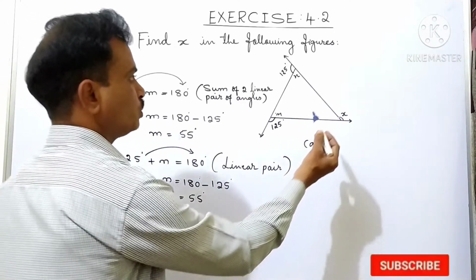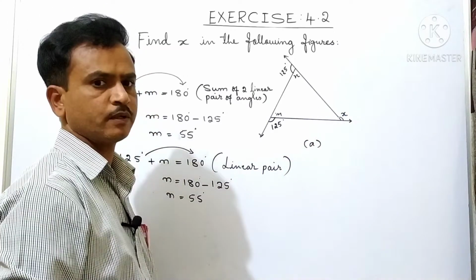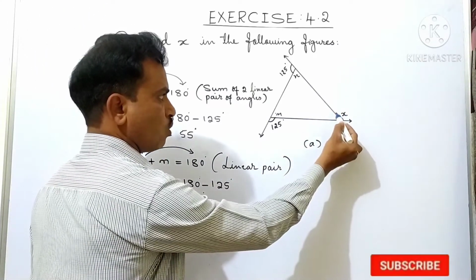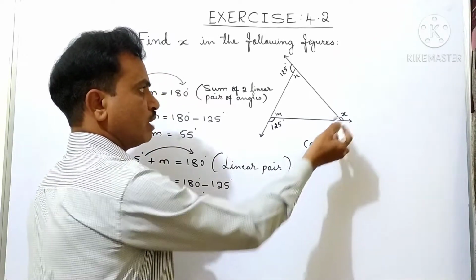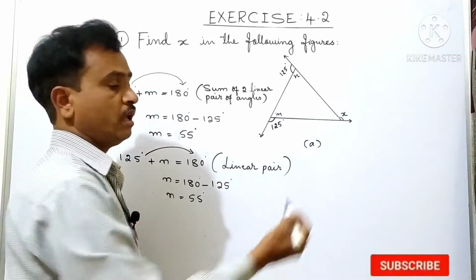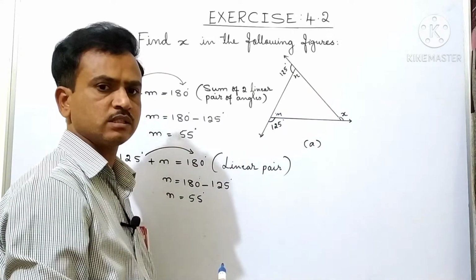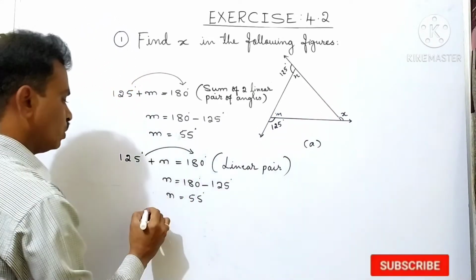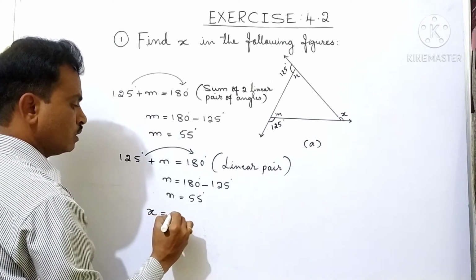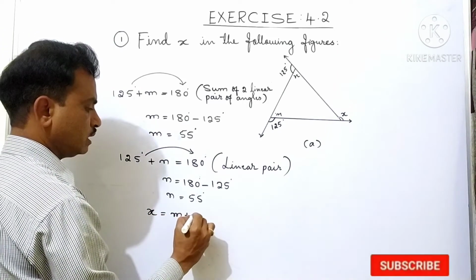Okay. Next, what should we find here? X value we should find. So X is outside this triangle, that will become exterior angle. Exterior angle is equal to sum of two opposite interior angles. So X is equal to M plus N.